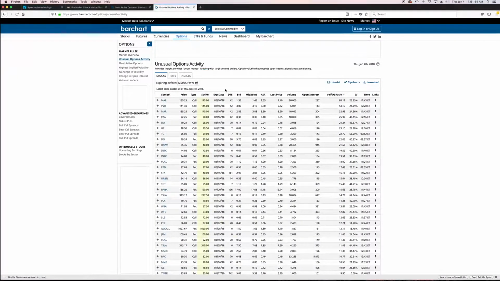Definitely fun to look at the unusual options activity list and kind of look at the news surrounding it. You know, maybe you can find something regarding the particular company at the time. Maybe they have earnings coming up and people think it's going to be a beat or a miss, whatever it may be. Another great resource. Those will definitely be useful websites, the three I just mentioned.